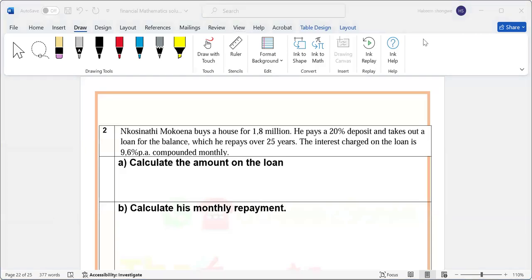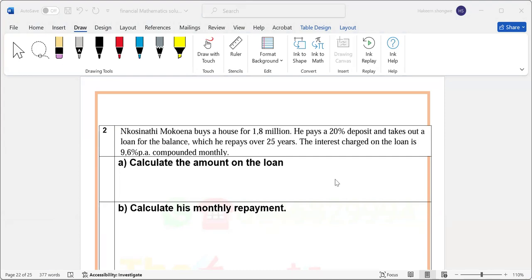So Nkosinathi buys a house for 1.8 million rand. He pays a 20% deposit and takes out the rest as a loan, which he repays over 25 years. The interest on the loan is 9.6% per annum compounded monthly. So, first question, which is a good examination question: calculate the amount of the loan.